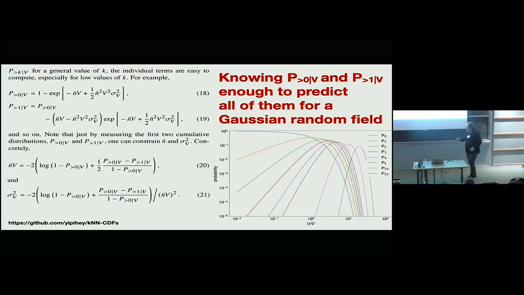Now for Gaussian fields, you can write down exactly what you would get. You have two parameters. There's a mean density, and then you have the variance as a function of the volume. So you write down the function for that variance, and you get these two probabilities, your first nearest neighbor distribution function and your second nearest neighbor distribution function. And that characterizes everything about that field.